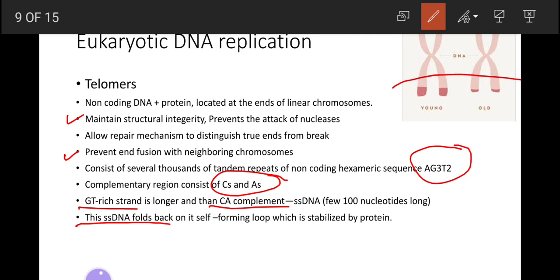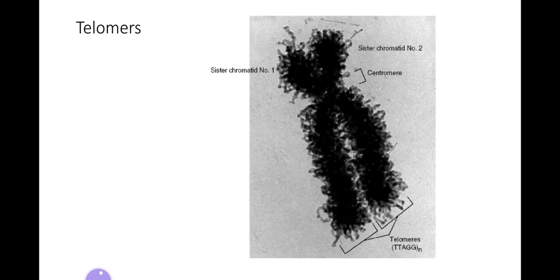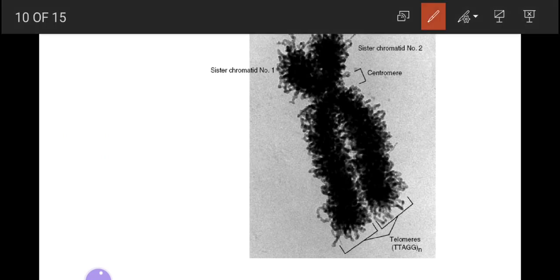This is a schematic picture of telomeres. A young chromosome has longer telomeres, and after every cell division they become shorter. So the old chromosome will have shorter telomeres. This is a micrograph of a chromosome which shows that the DNA contains telomeres at the end, and this is the sequence of the nucleotides which might be present at the end of chromosomes.